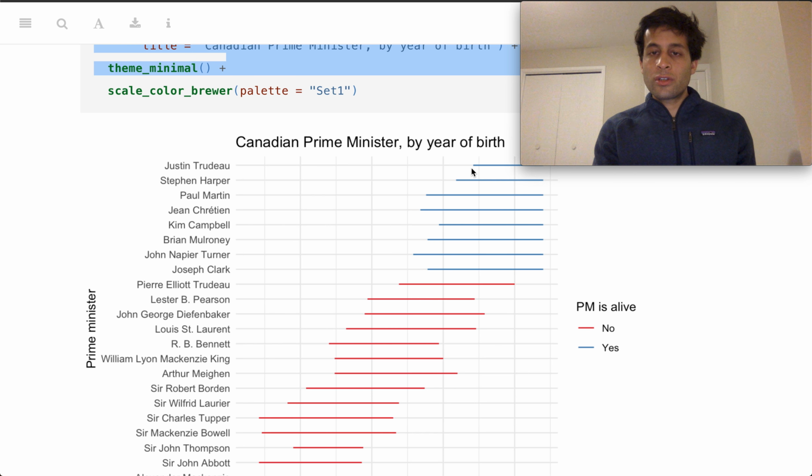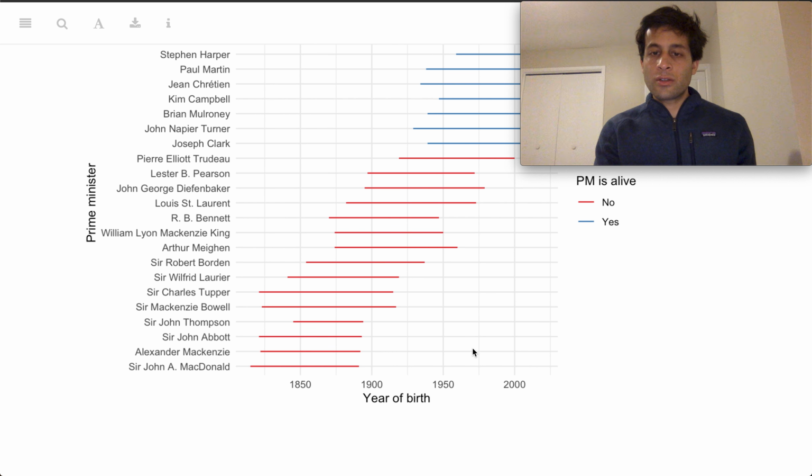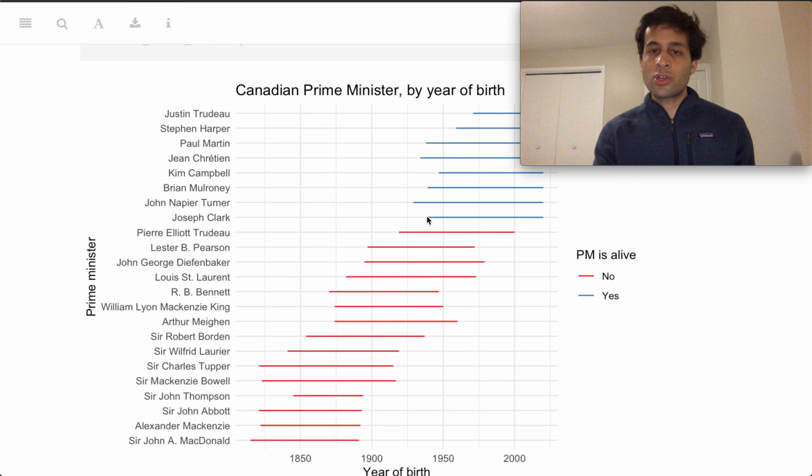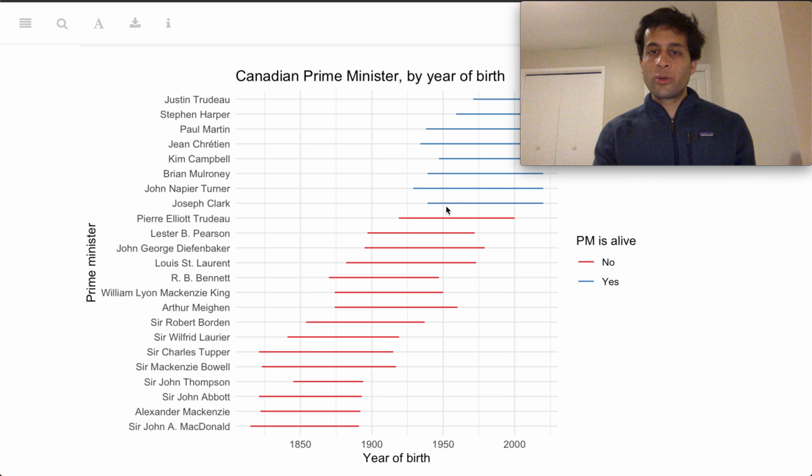Justin Trudeau, so how old is he? Gosh, he's looking like he's born in the early 70s or so, so he's quite young. Kim Campbell was slightly younger than we may have expected her to be based on the age of the Prime Ministers either side, as was Joseph Clark, perhaps. And then we go into the ones who have passed away, and so we see Justin Trudeau's dad passing away in 2000, and then earlier and earlier.